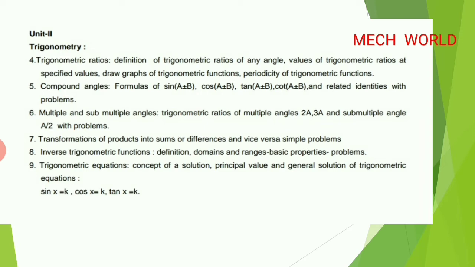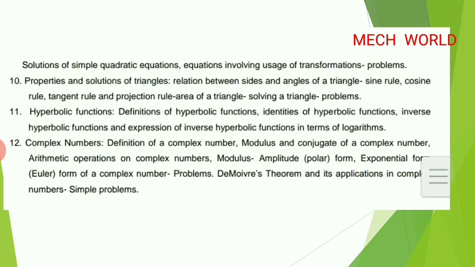This is unit 2, that is trigonometry. In 10th class we already studied the basics of trigonometry, but in diploma we study in a little more depth. In this chapter we have to study the trigonometric ratios, compound angles, multiple and submultiple angles, transformation of product into sum and difference, inverse trigonometry and trigonometric equations, and the properties and solution of triangles, hyperbolic functions and complex numbers.